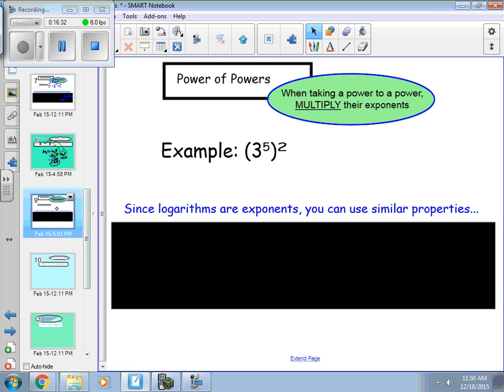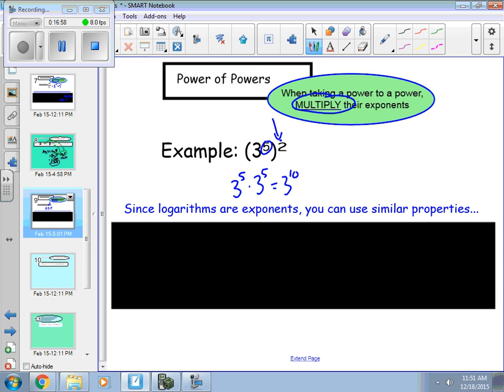All right, one more log property that we did is when you take a power to a power. When you take a power to another power, we want to multiply in this case. Because if you're squaring something like we are here, that means you got 3 to the 5th times another 3 to the 5th. Which, using the first log property, we'd add, that'd be 3 to the 10th power. Well, a quicker way to do that is just to multiply, 3 to the 10th power.